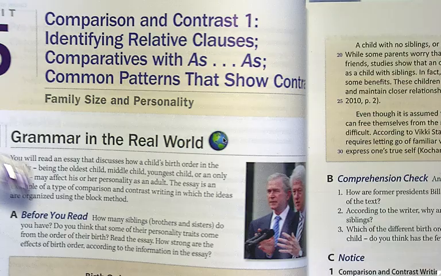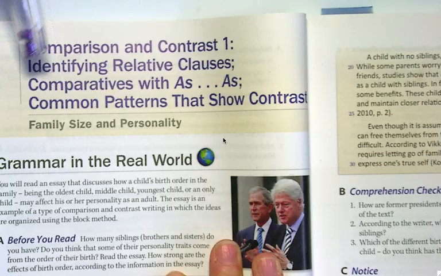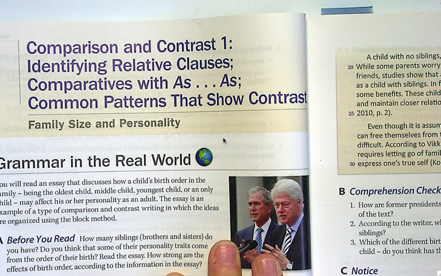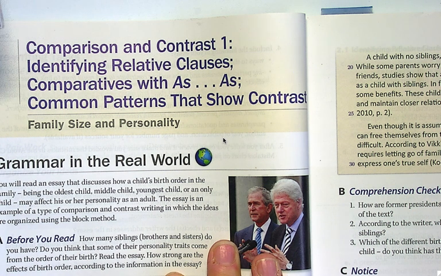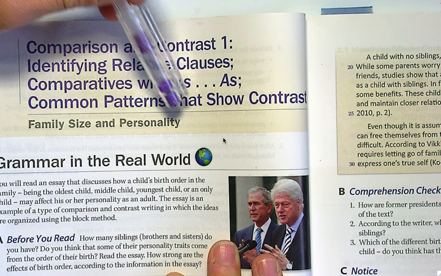So at the beginning of Unit 5, you see that we will talk about identifying relative clauses, which is what we have been talking about in our class, comparatives with as, and some common patterns that show contrast.